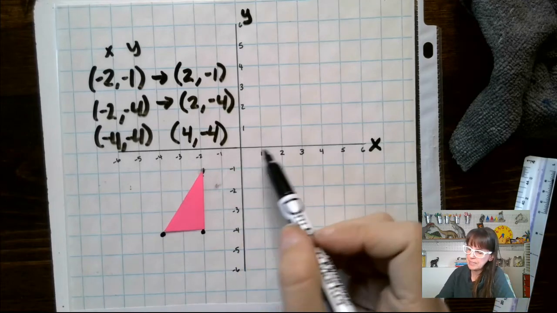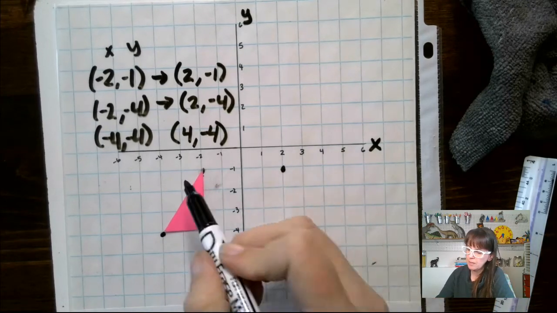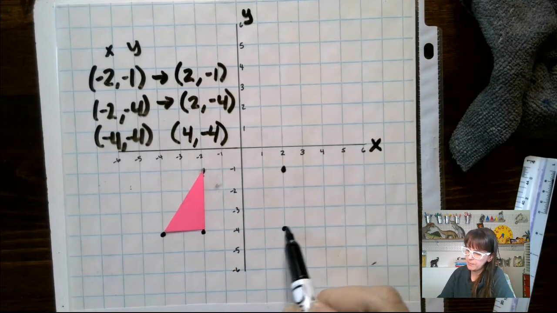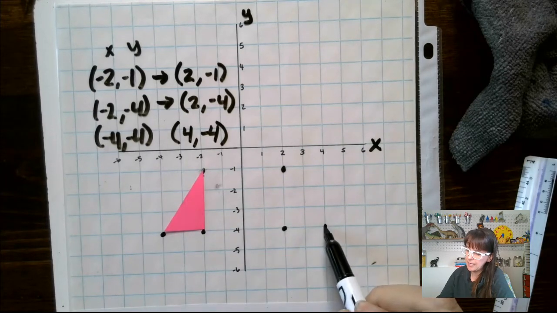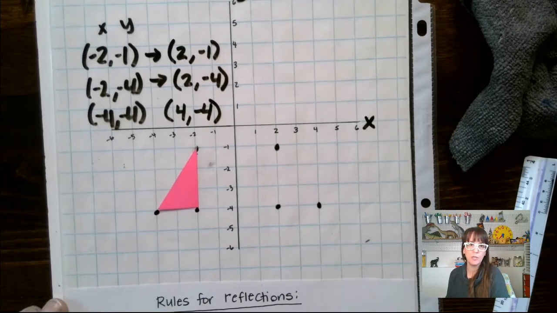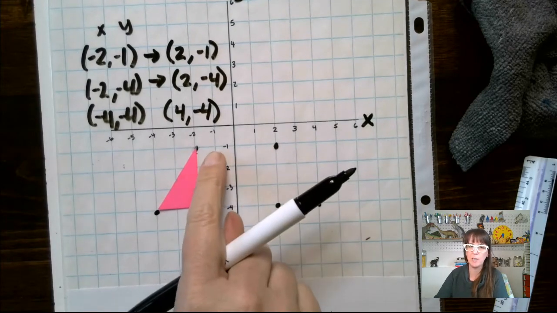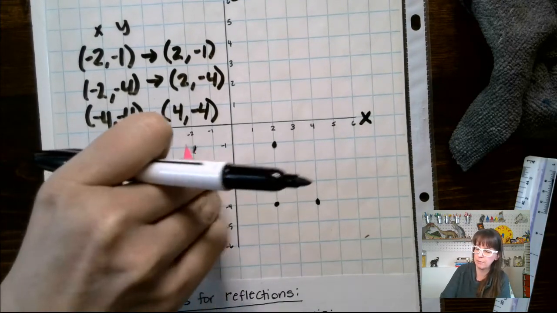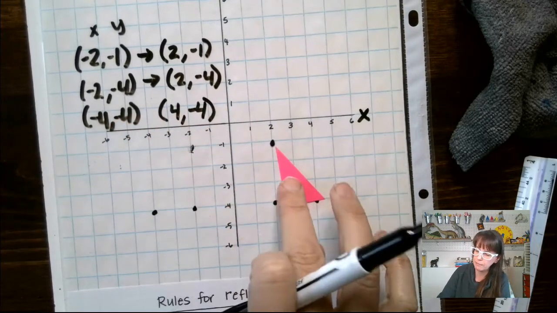Okay, if we go to graph these guys, we get 2, negative 1, over 2, down negative 4, and over 4, down negative 4. So a lot of times you can do this on a graph, no problem. You can kind of visualize, hey, it's 2 away from the axis, so when I flip it like a mirror, it's going to be 2 away from the axis there.